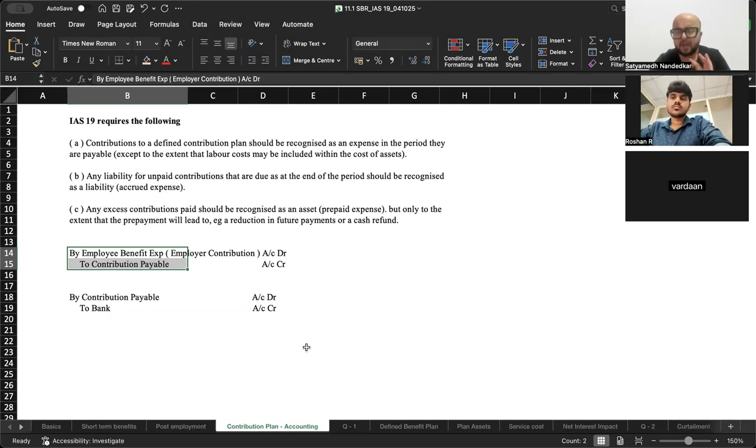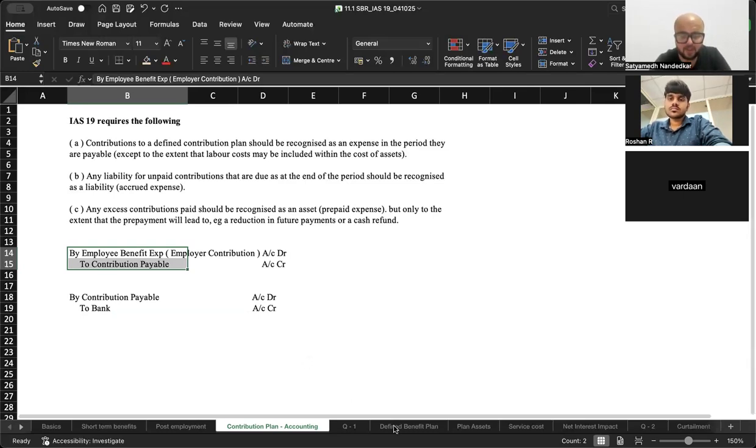And the accounting entry is very simple, and for obvious reasons, they don't ask this to you in the paper. Why? Because it's too easy. There's hardly anything that can be complex in this part. So that's again something which is there in the syllabus, but the chance of it coming is very low.